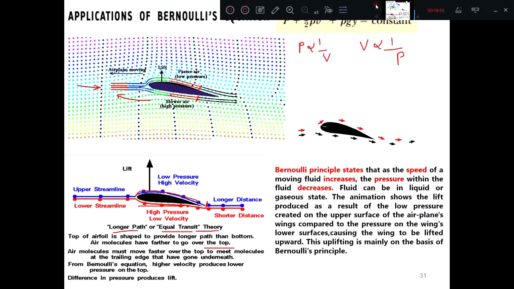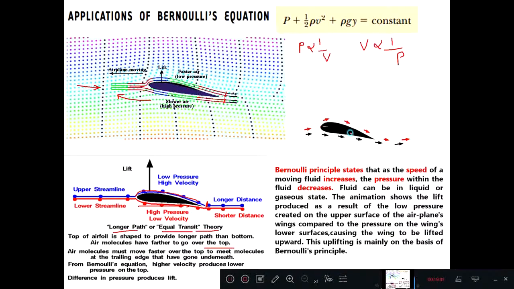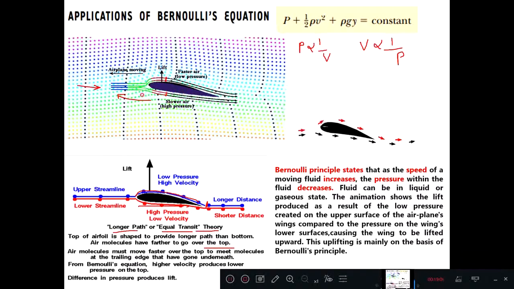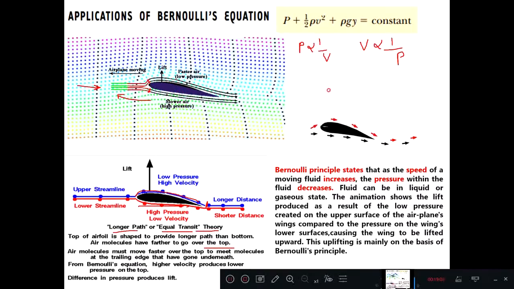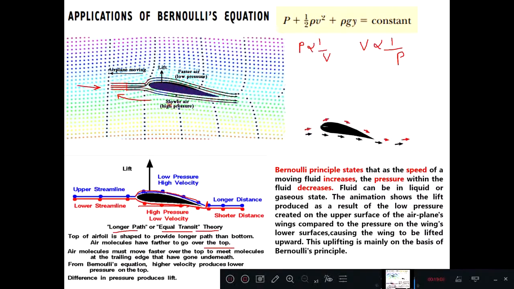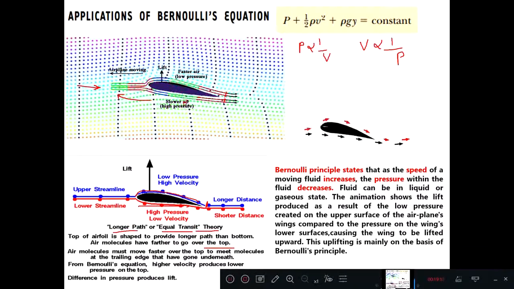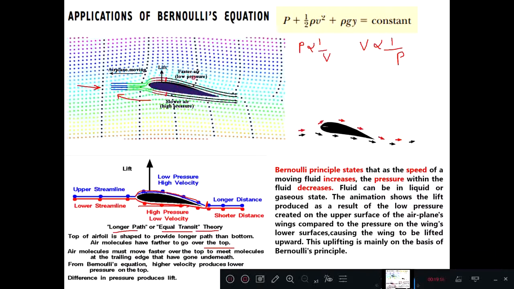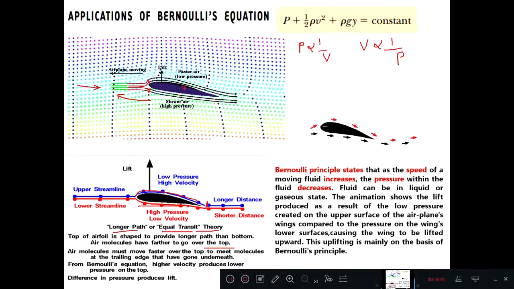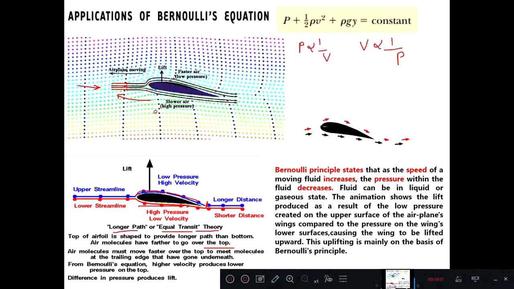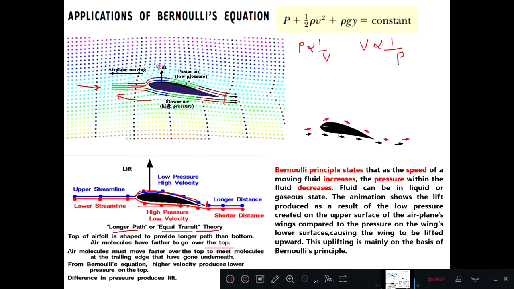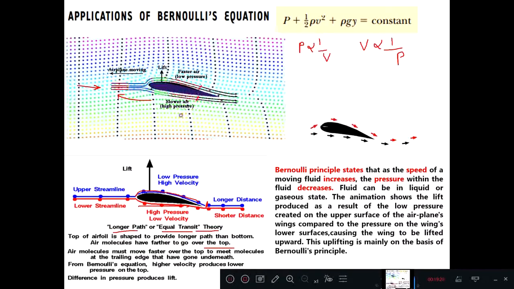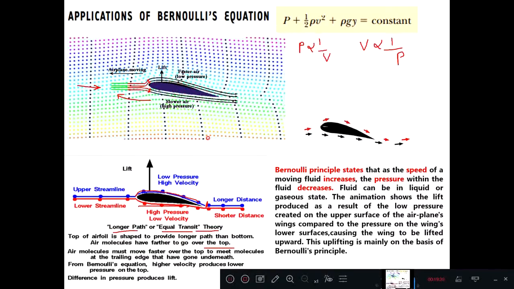So this is one of the applications of Bernoulli principle. What we can observe here is that pressure is inversely proportional to velocity. As the velocity increases, the pressure decreases. As the pressure increases, the velocity decreases. Wherever the velocity is high, the pressure is low. Wherever the velocity is low, the pressure will be high. Hence, the lift of an aeroplane takes place. So this is the concept, one of the practical applications of Bernoulli principle.